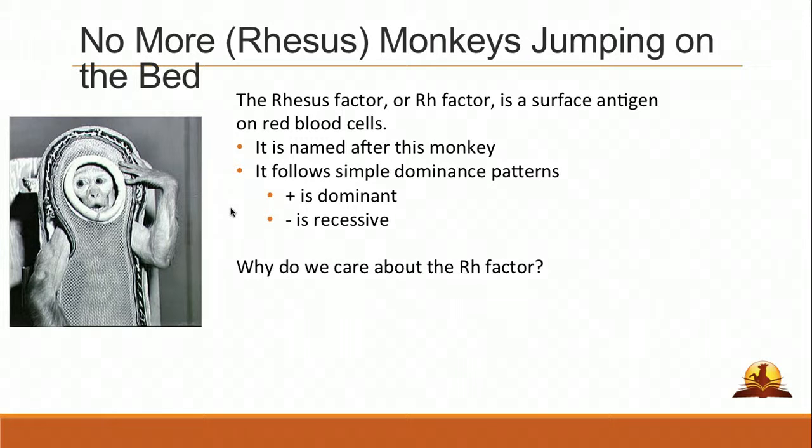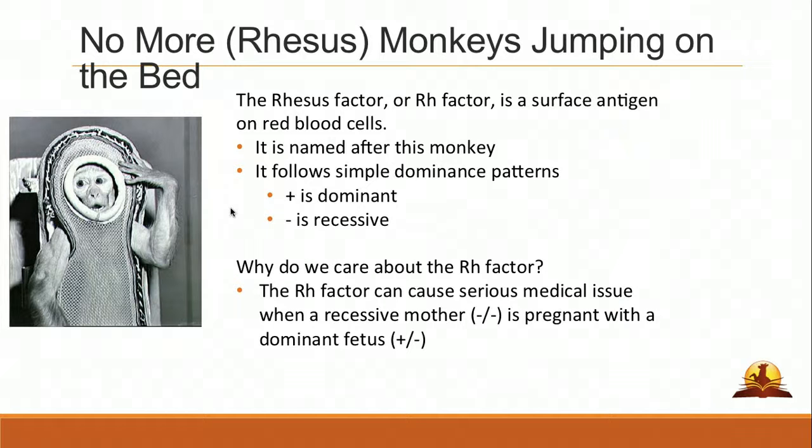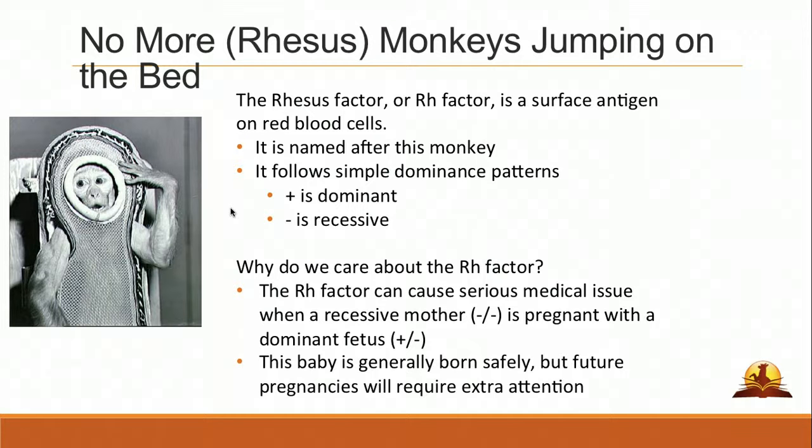Why do we care about the Rh factor? Well, it can cause a serious issue if a recessive mother is pregnant with a dominant fetus. The blood types are incompatible, and the fetus will not get the blood that it needs, or it's not compatible with the blood that the mom is giving to the fetus. The baby is born safely, but future pregnancies will require extra attention. So that's why this positive and negative stuff is actually very important.